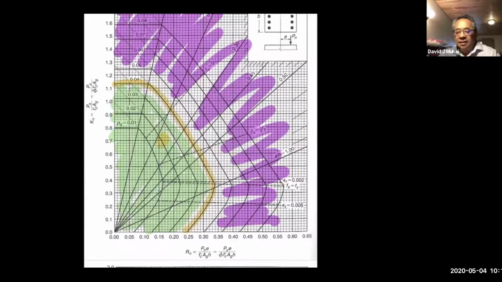And if it's inside, it's safe. And if it's outside, it's no good. Okay, no good outside, safe inside. And that's basically how we use these graphs.